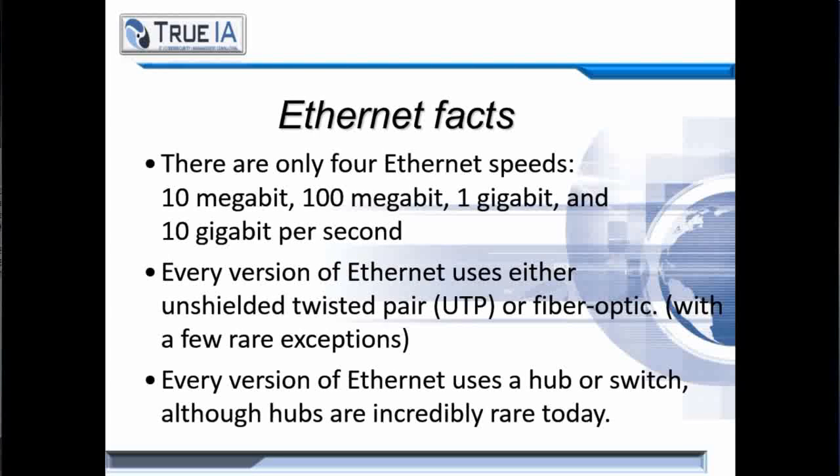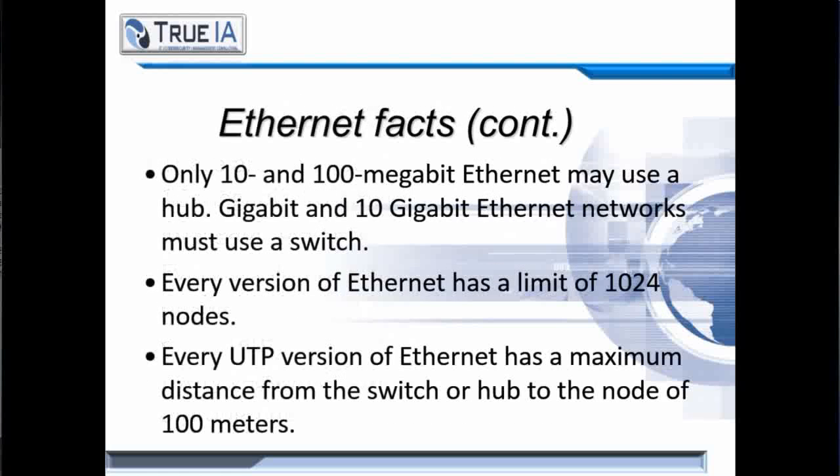Before we get too far, you need to understand a few things. There are only 4 Ethernet speeds: 10 megabit, 100 megabit, 1 gigabit, and 10 gigabits per second. Every version of Ethernet uses either UTP or fiber optic. And every version of Ethernet uses either a hub or a switch. However, if you are going to use a hub, you need to understand that only the 10 and 100 meg Ethernet can use it. Every version, by standard, has a limit of 1024 nodes, and every UTP version of Ethernet has a maximum distance from the switch or hub to the node of 100 meters.